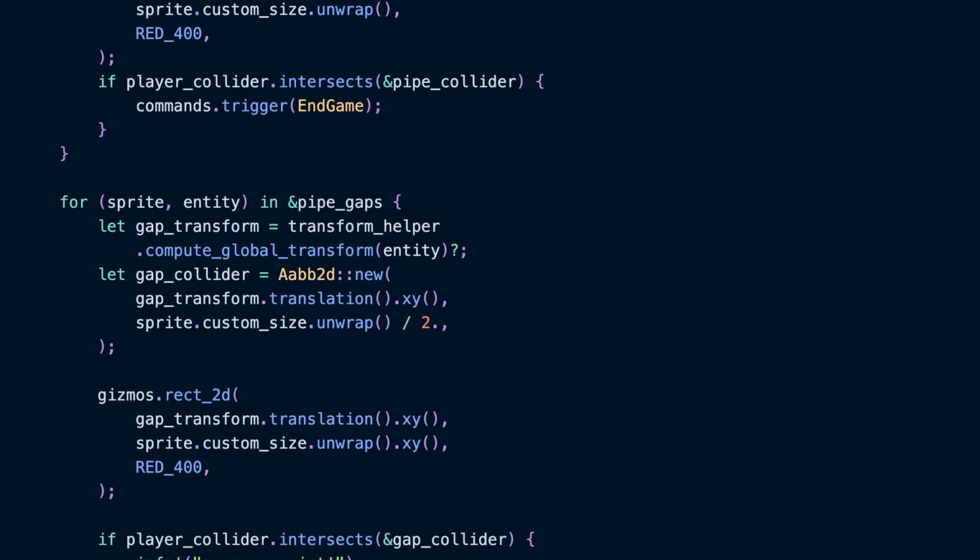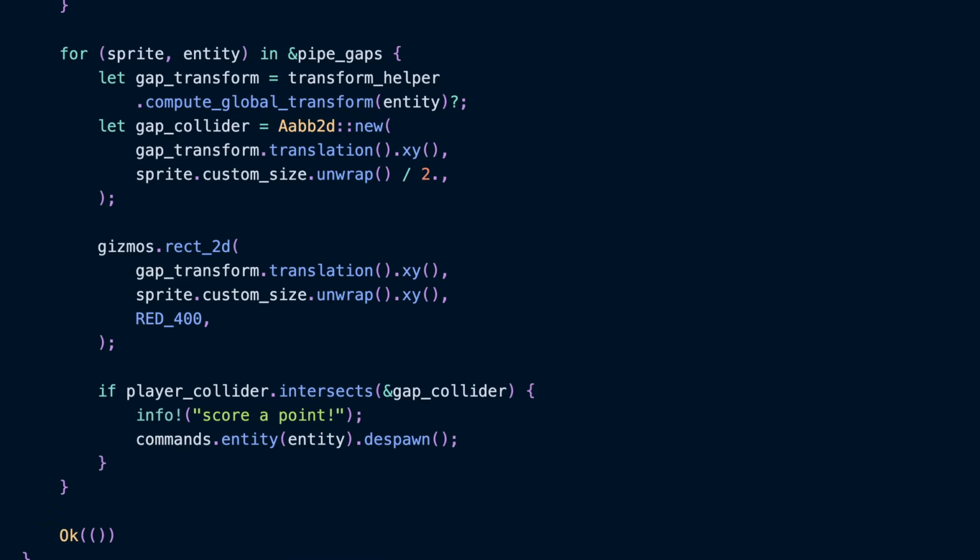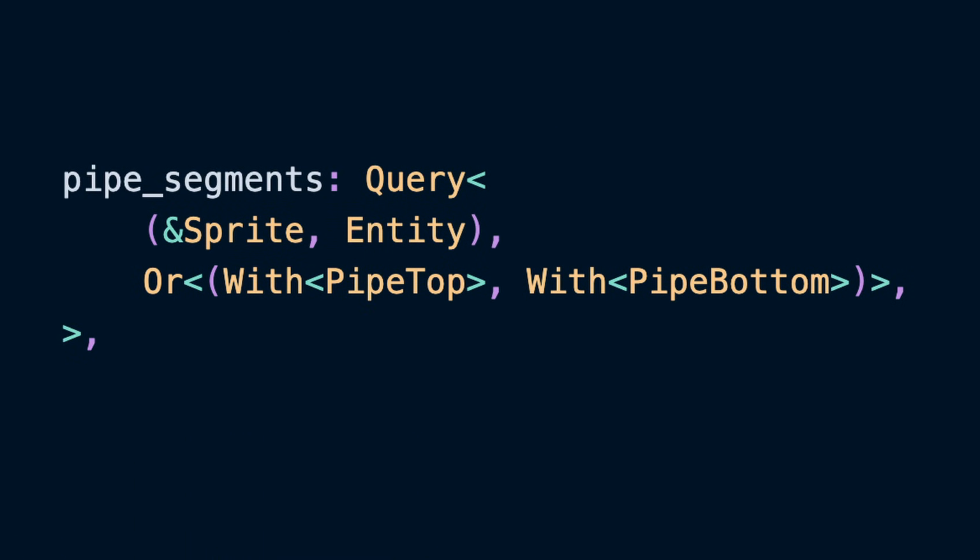We've seen commands and single before, so or is the first new item. Or with the widths inside of it will match any entity that has either pipe top or pipe bottom. All pipes collide the same to us, so we use this query to group them all together.